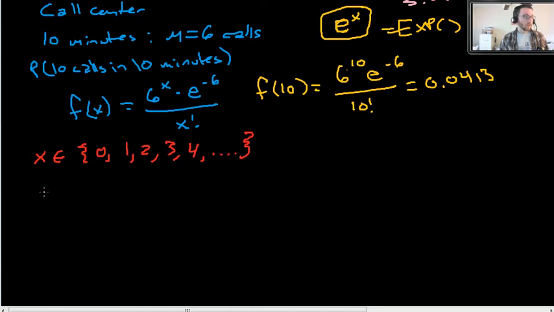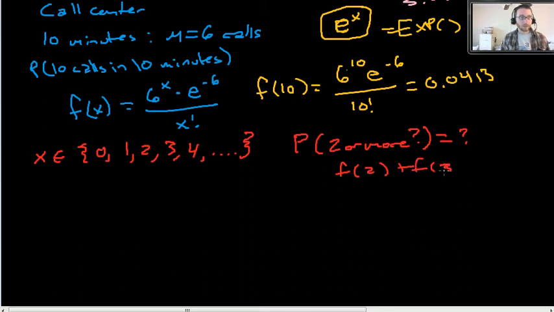So what do we do? Well, sometimes we might want to know the probability of getting 10 or more calls. Let's do 2 or more calls. 10 or more would just be longer and more tedious math. So we want to know what this is equal to. Normally we would take f of 2 plus f of 3 plus f of 4, but the problem here is that this is an unending, infinite sequence, right? That's just going to keep going forever and ever.